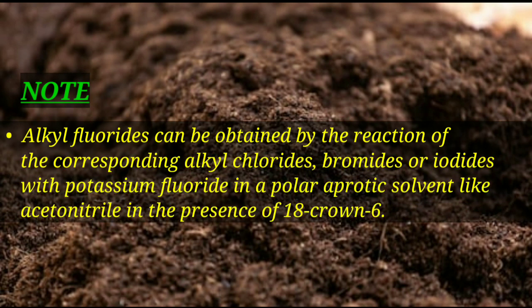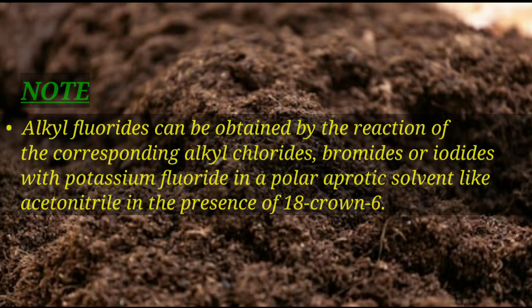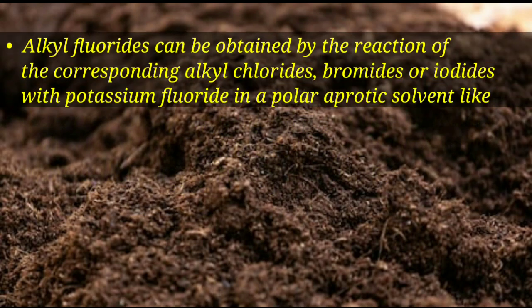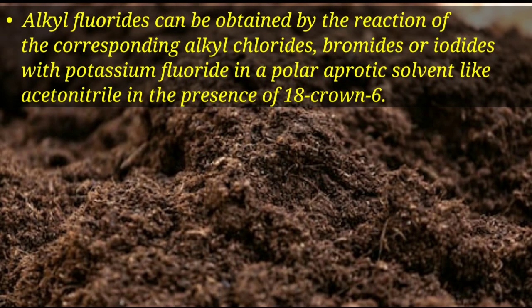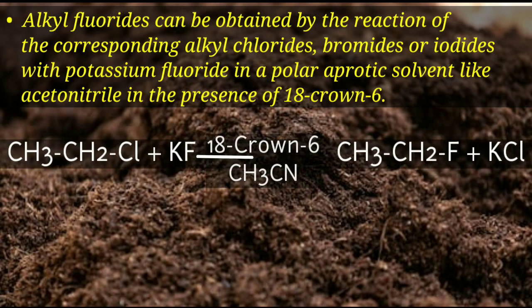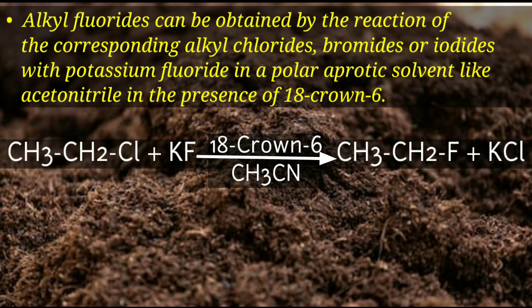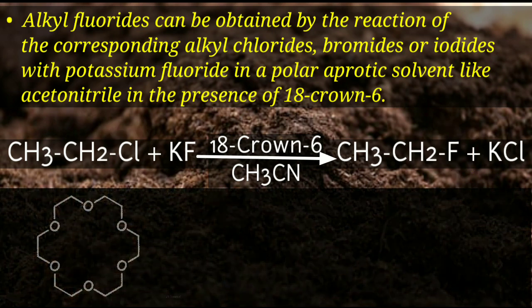Another important point here is that alkyl fluorides can be obtained from the corresponding alkyl chlorides, bromides or iodides by reaction with potassium fluoride in a polar aprotic solvent like acetonitrile in the presence of a cyclic ether called 18-crown-6. Look at the chemical equation given here. CH3CH2Cl, ethyl chloride. When this is treated with KF in the presence of 18-crown-6, the Cl from ethyl chloride gets substituted by fluoride. In this way we are getting ethyl fluoride.